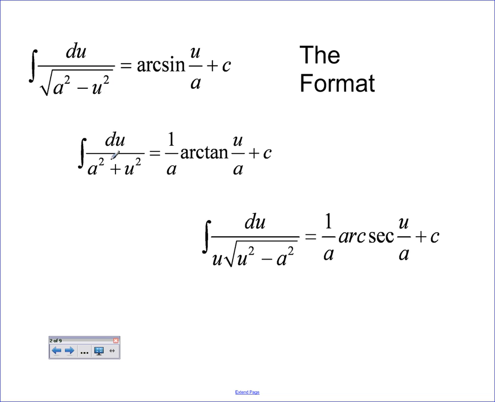If we have a constant squared plus the variable squared, that leads us to the arc tan format. And if we have a variable outside and then we have that variable squared minus the constant squared under the square root, then that leads us to the arc secant.